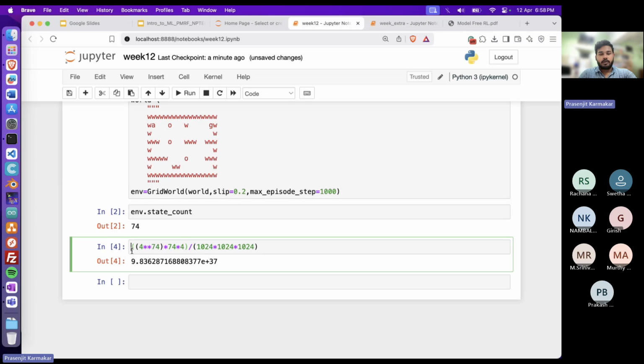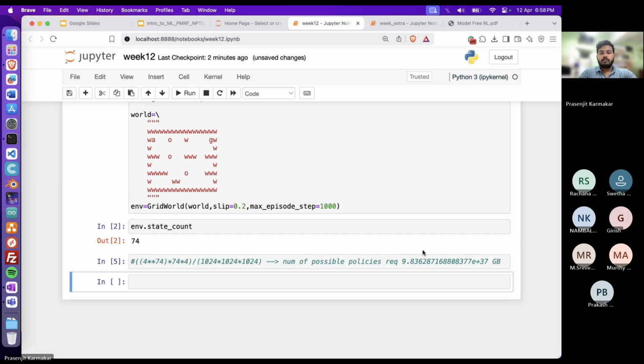Okay, so let me write it here: the number of possible policies requires this much GB. So it's certainly not solvable with the previous methods. Now let's see whether this SARSA method works or not. How can we implement it?